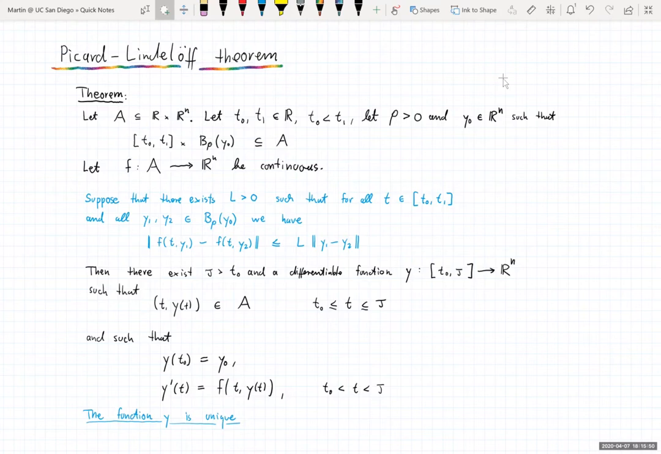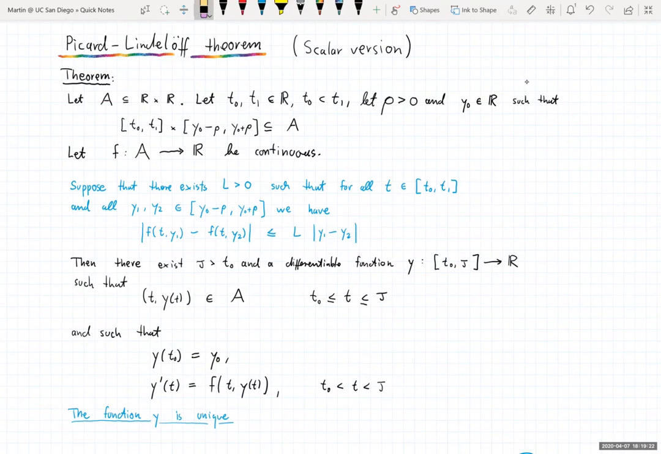This new condition here, which I've highlighted, can be interpreted as follows. If I fix the time t, and then I take f of t, y, and I shake the variable y a bit, then the change in f of t, y is bounded by L times the change in y. This is a somewhat stronger version of continuity. Now, for the sake of illustration, I'm also writing down here a scalar version of the Picard-Lindelöf theorem, where the function y takes values in the real numbers.